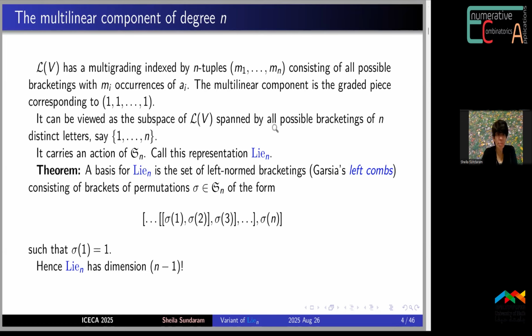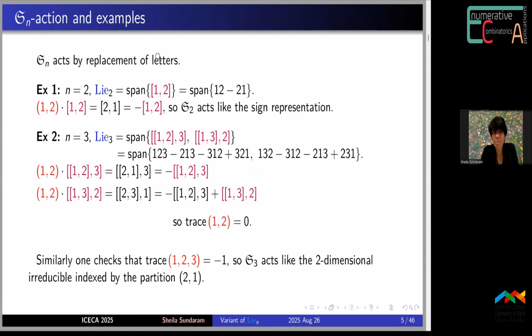So the first theorem is that a basis for Lie n is the set of left-normed bracketings. Garsia calls these left combs, right? So this consists of bracketings of permutations in Sn of the form you take the bracket of sigma 1 with sigma 2, and then you take the bracket of that with sigma 3, and so on. So your last bracket is sigma of n, but you want sigma of 1 to equal 1. Okay, so because of this theorem, we know that Lie n has dimension n minus 1 factorial. So Sn acts by replacement of letters, as I said.